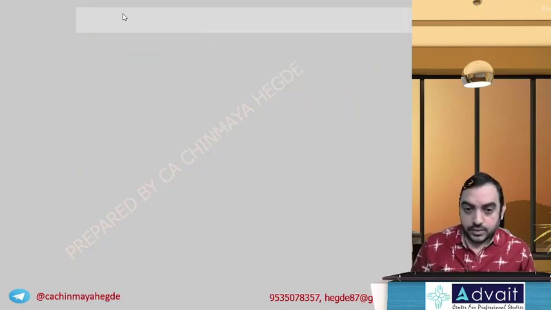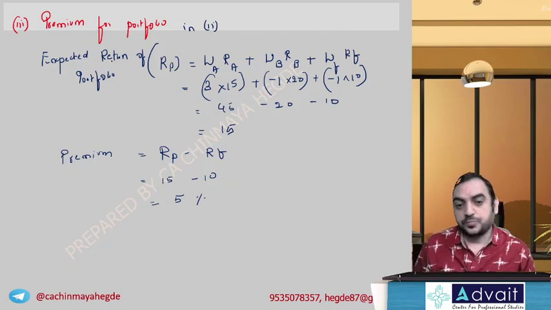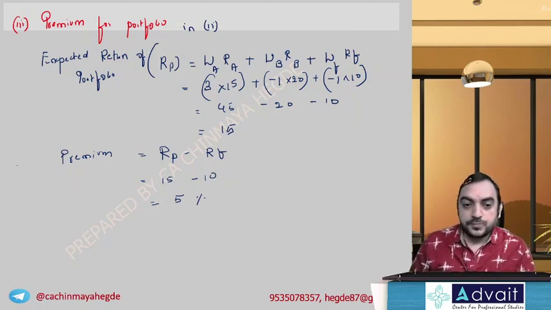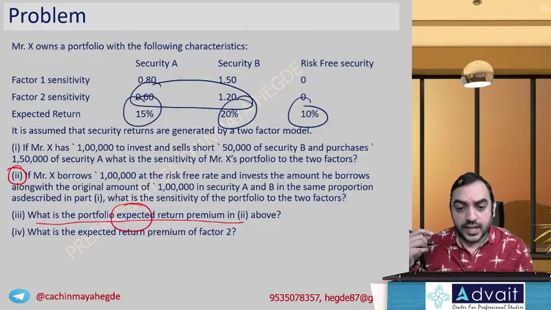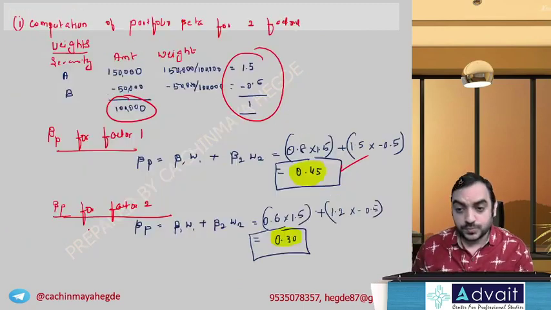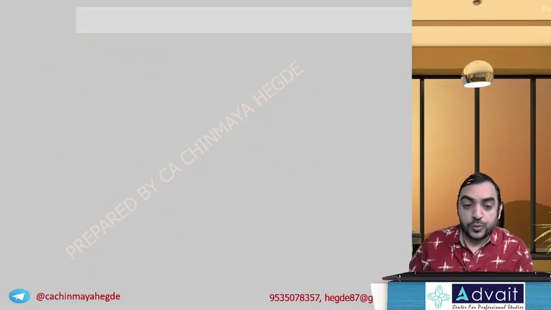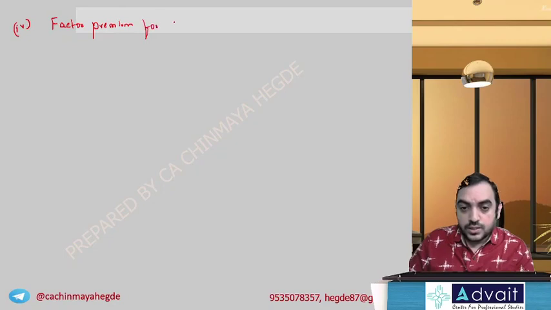Okay, hope it is done. Last part of the question. What they're asking is, what is the expected return premium for factor 2? Only for factor 2, not for the portfolio. Premium for factor 2.